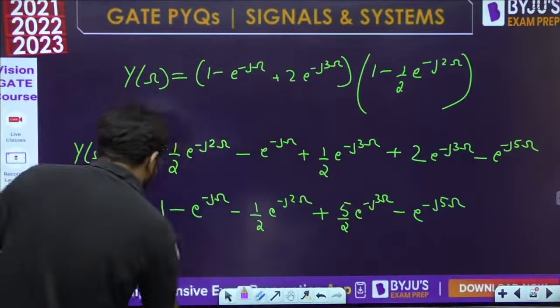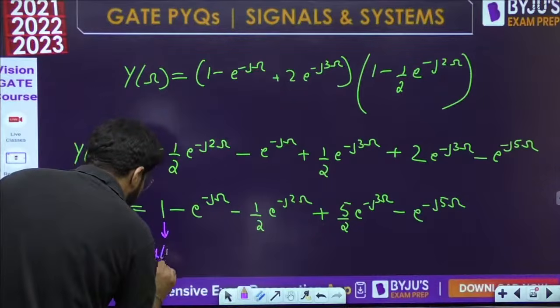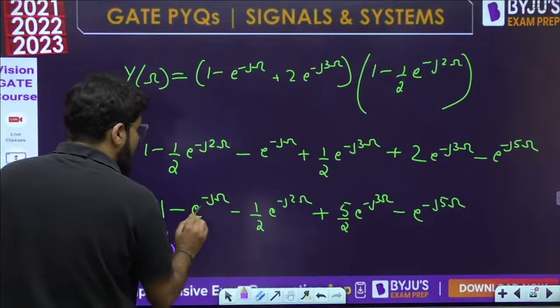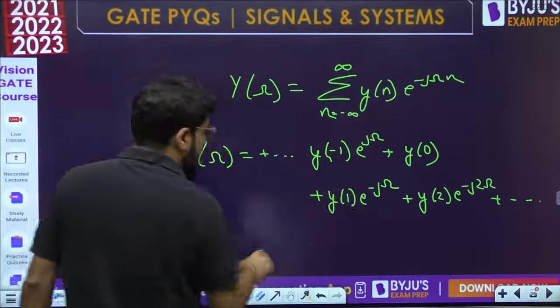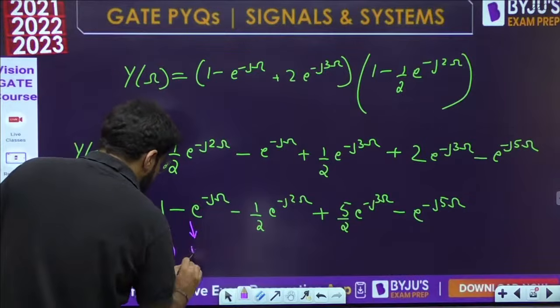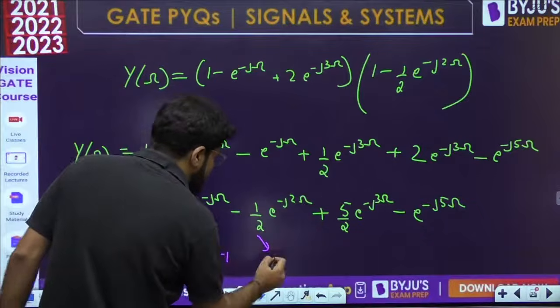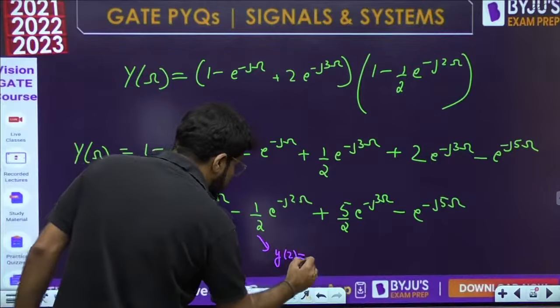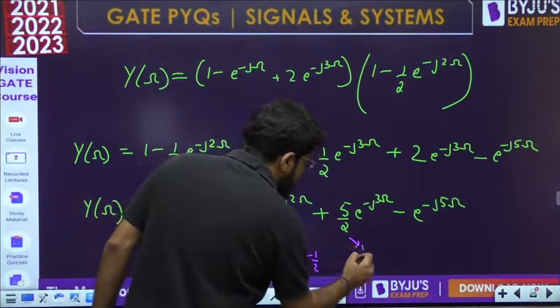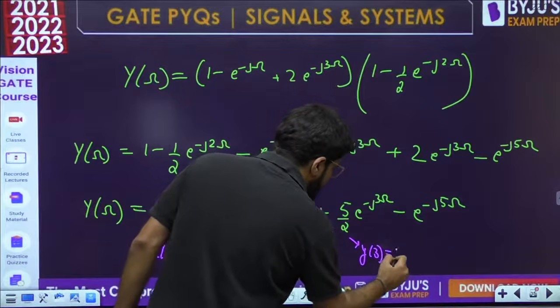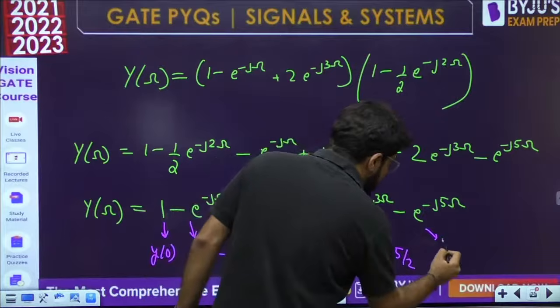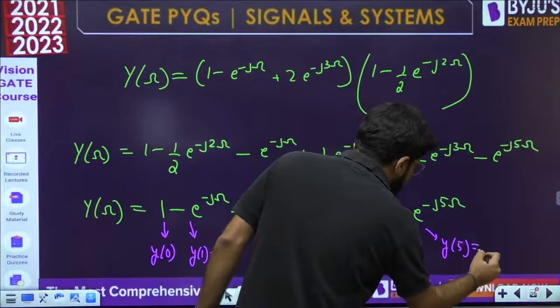So if I compare, this is known as y0, so y0 is 1. With e power minus j omega, what comes is the value for y1, so I can say that y1 is equal to minus 1. Next, e power minus j2 omega, so this should be y2, which is minus half. This is y3, which is equal to 5 by 2. And this is directly y5, which is equal to minus 1.